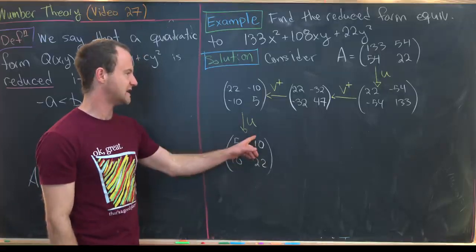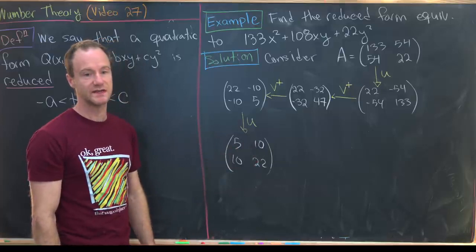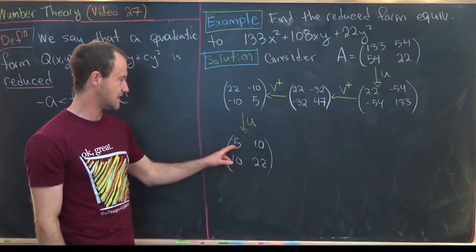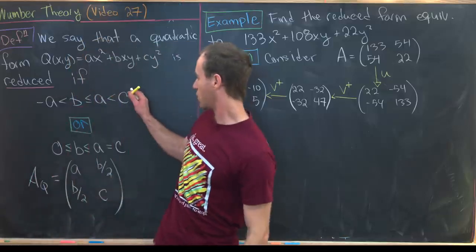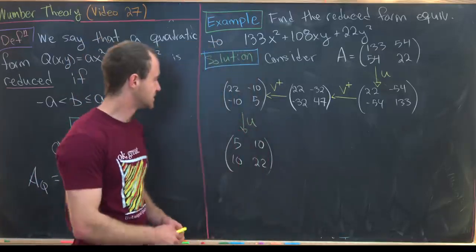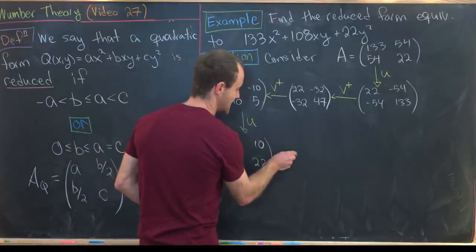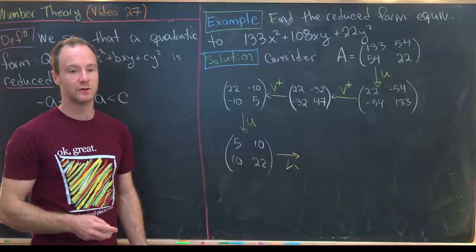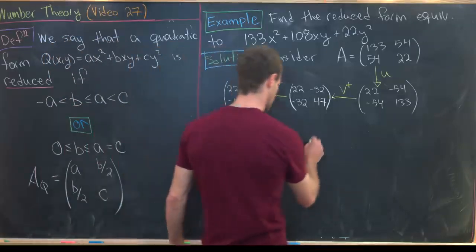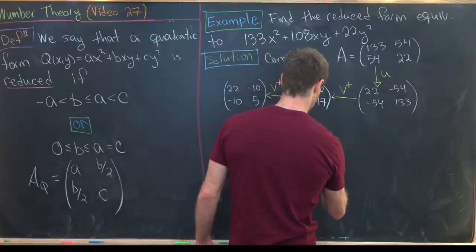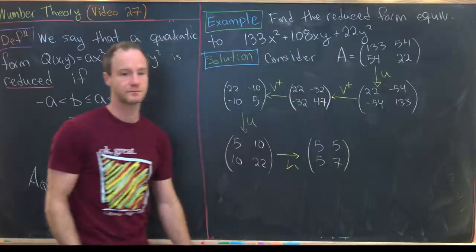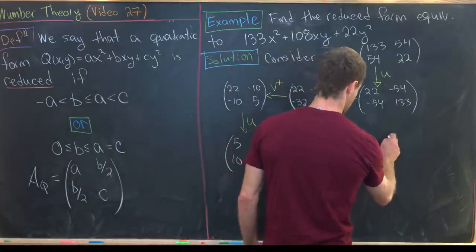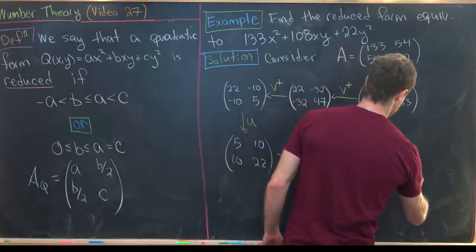And then notice this means that B is equal to 20, but that's too big, right? Because the biggest it can be is 5 by this inequality right here. So that means we need to apply a V minus to make our B component smaller. So applying one V minus will give us 5, 5, 5, 7. And then applying another V minus will give us 5, 0, 0, 2.